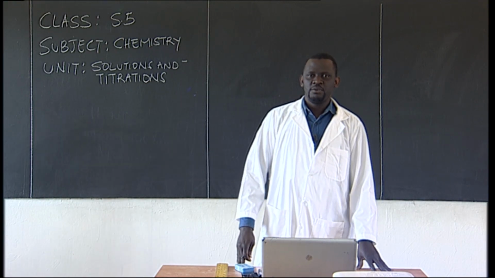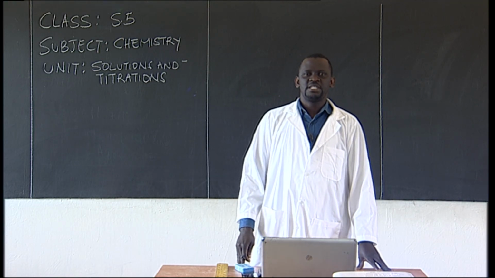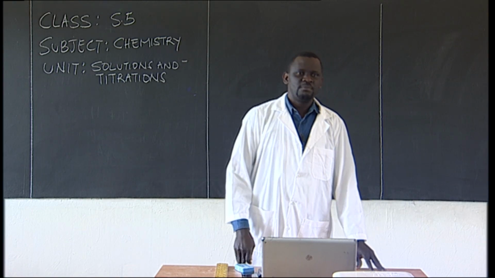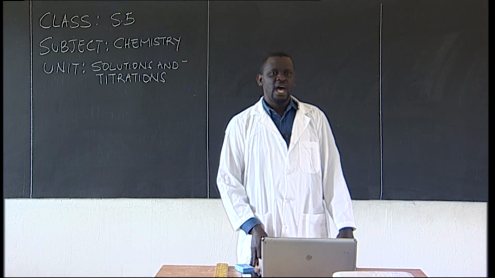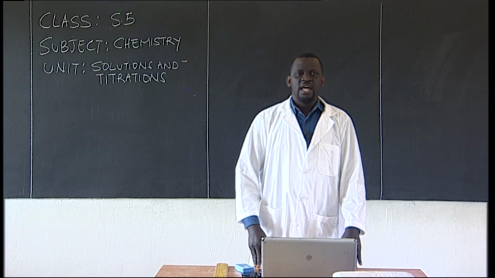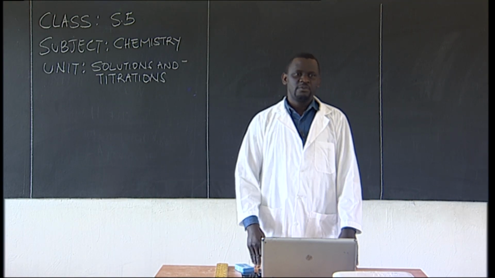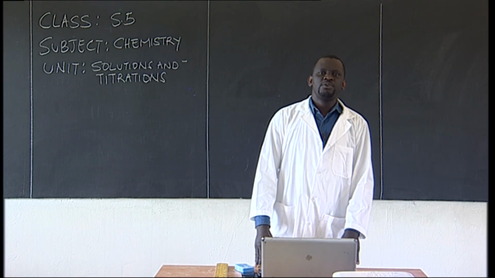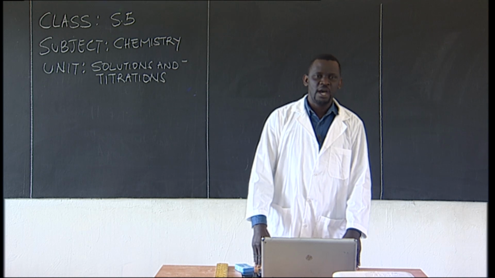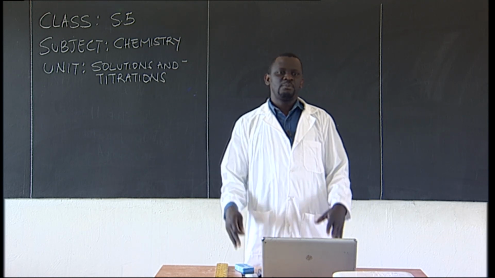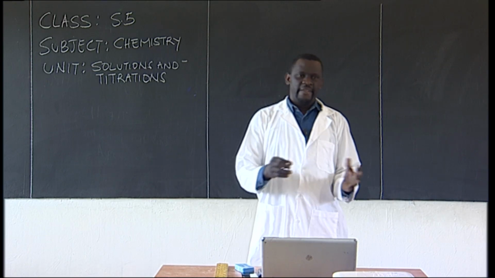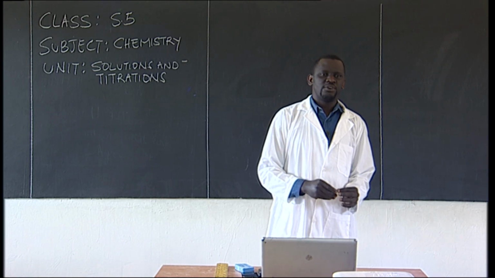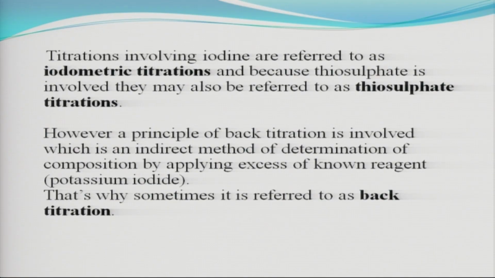Normally, we have two main substances. One of the substances is iodine. That's why sometimes we call it iodometric titration. Another one is thiosulfate, and that's why we call it thiosulfate titration. In this experiment, we normally use excess of potassium iodide. So that's why sometimes we may call it somehow back titration. When you talk about back titration, you easily discover that this is a kind of back titration.